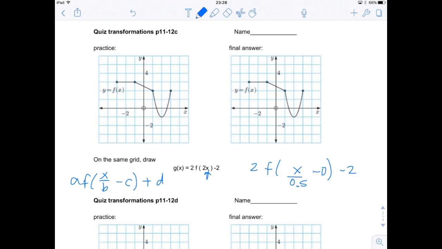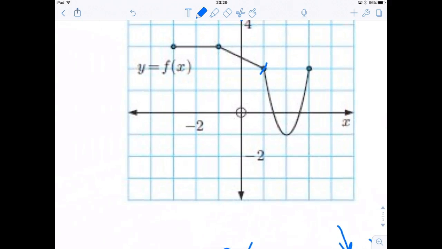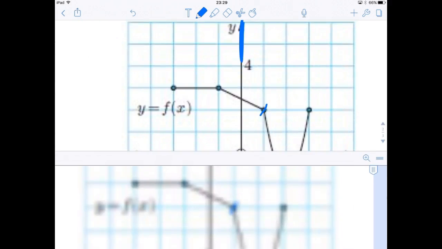Okay? So first thing we're going to do is the c horizontal translation, but there's no c value, so there's no horizontal translation necessary. Then we're going to do a horizontal compression by a factor of 0.5. So everything is going to become half as far away from the y-axis. Right now the y-axis is here. This point here is 1 away from the y-axis, so I'm actually going to move it halfway closer.